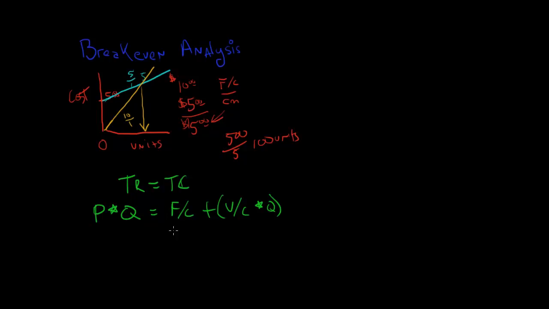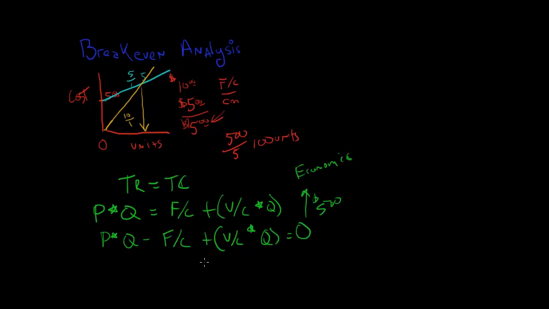Now I can redo this whole thing and make it look a little different, like total revenue minus total cost. So price times quantity, minus fixed cost plus variable cost times quantity, equals 0. That would be the break-even point as well. Now, sometimes we like to put what we call economic value, how much we want. We may put $500 here, so we know how much quantity we need for $500 profit.